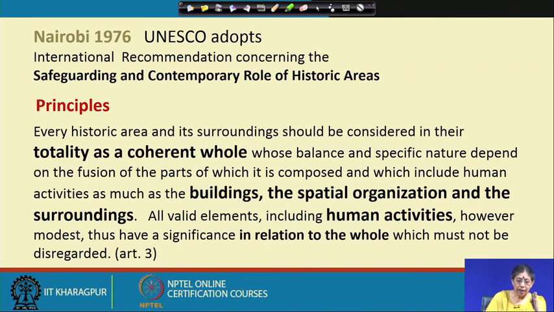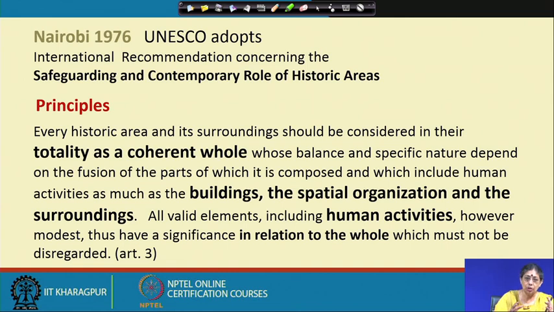It says every historic area and its surroundings should be considered in their totality as a coherent whole, whose balance and specific nature depend on the fusion of the parts of which it is composed, and which include human activities as much as the building, the spatial organization and the surroundings. All valid elements, including human activities, however modest, thus have a significance in relation to the whole, which must not be disregarded.